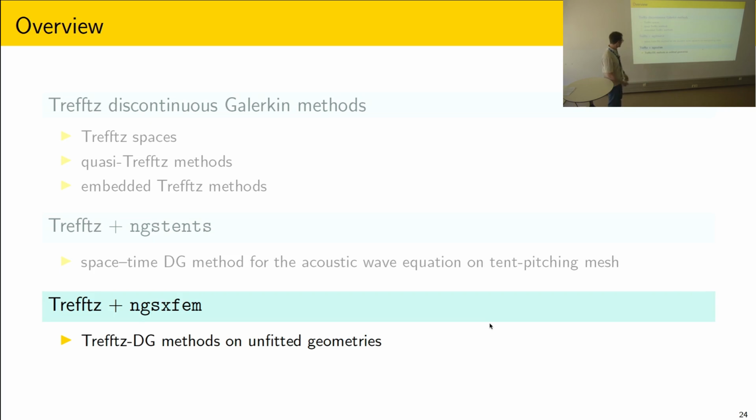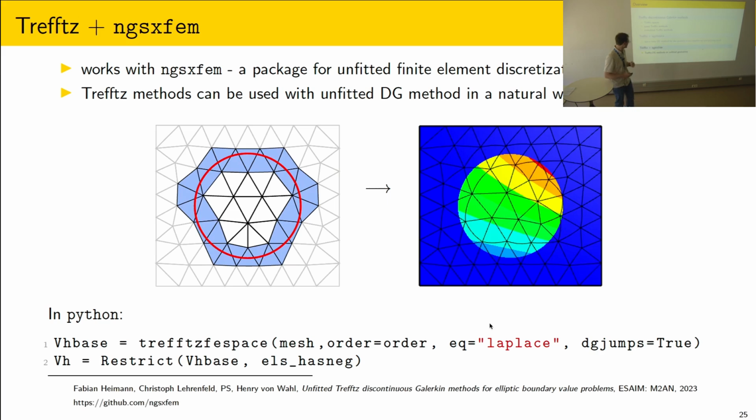Second application, or second combination, I should say, with NGSXFEM. So one nice thing of using Trefftz as a reduction technique for DG is that it keeps all your degrees of freedom still as volume degrees of freedom. So it doesn't care what happens on the edges per se. So it easily combines with unfitted techniques.